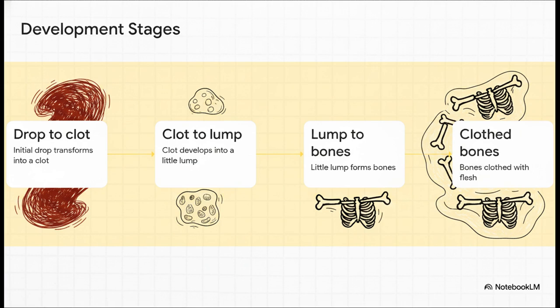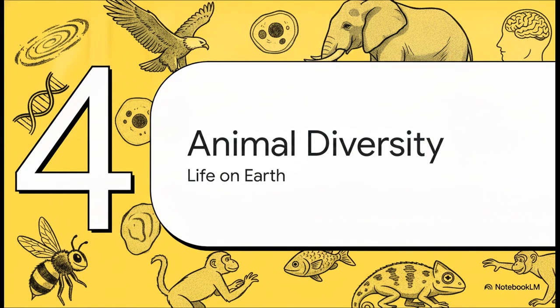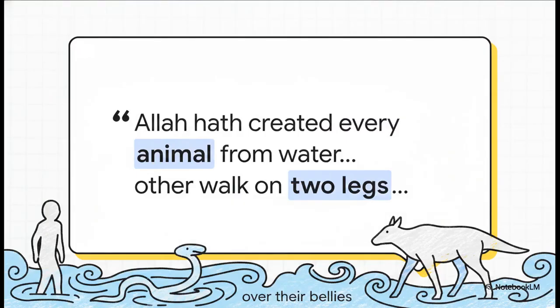By breaking it down step by step like this, the textbook makes a really complex biological sequence memorable and super easy to grasp for the focused learner. And that brings us to our final section, animal diversity. The textbook introduces this broader topic with a quote from Surah Al-Nur, verse 45. "Allah has created every animal from water. Then some of them creep up over their bellies, others walk on 2 legs, and others on 4."